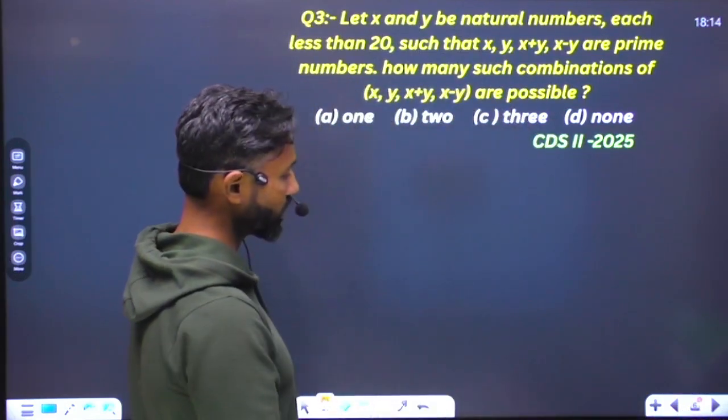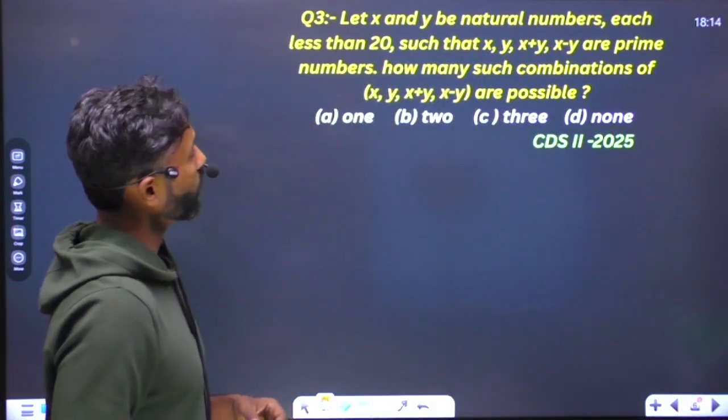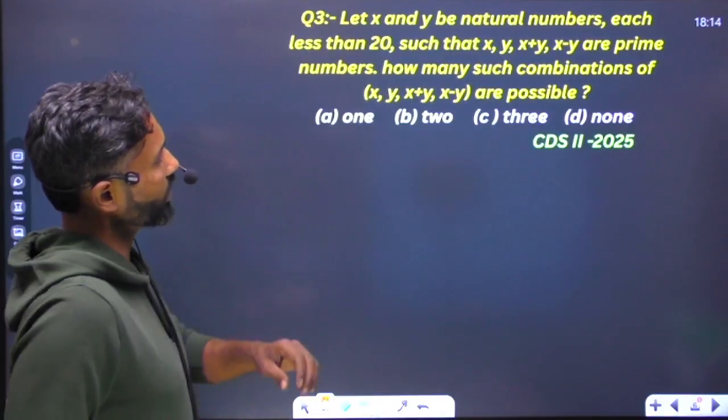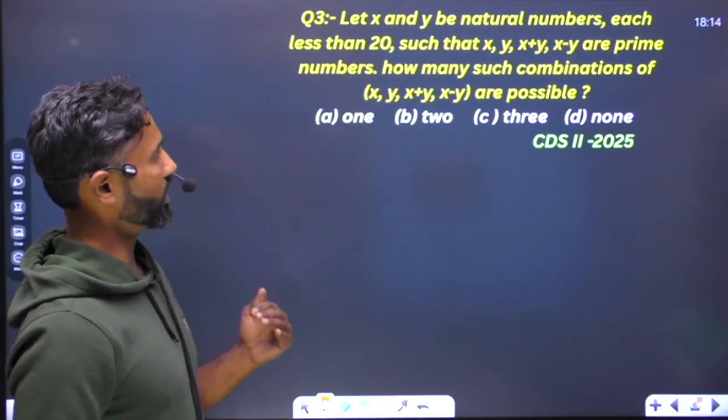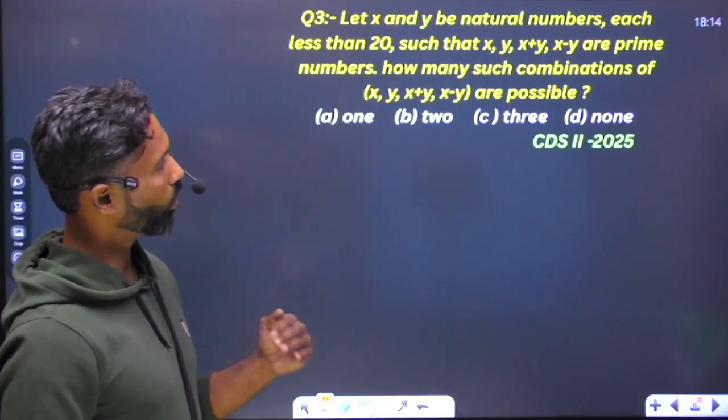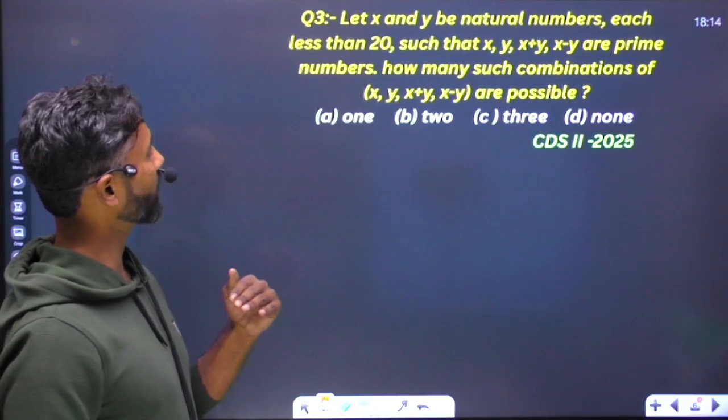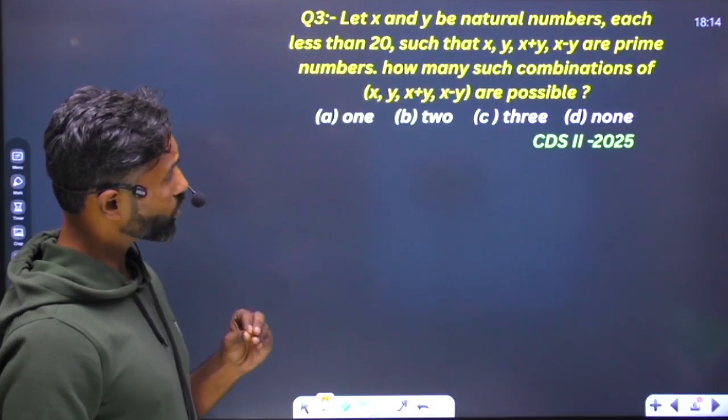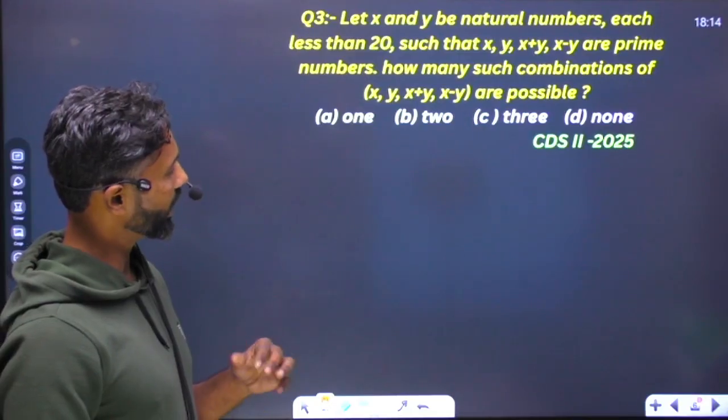This is question number 3. Question number 3 says that let x and y be natural numbers, each less than 20, such that x, y, x plus y, x minus y are prime numbers. Okay. How many such combinations of x, y, x plus y, x minus y are possible?